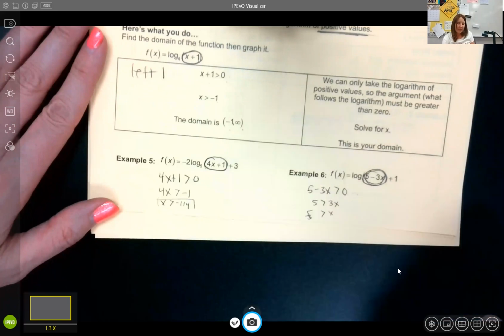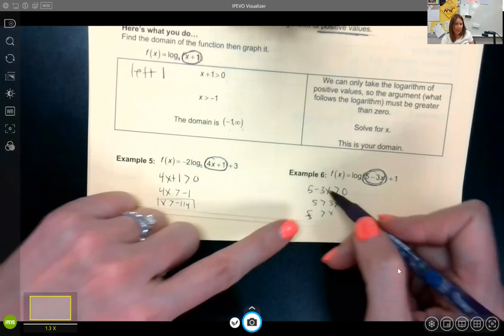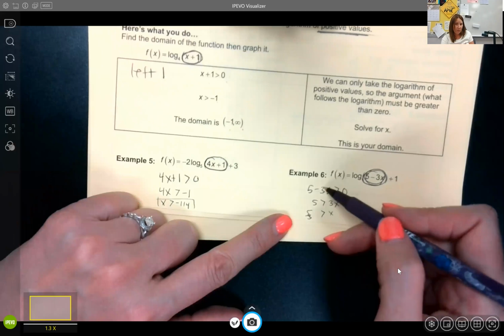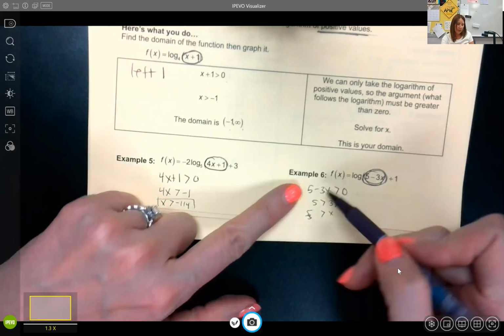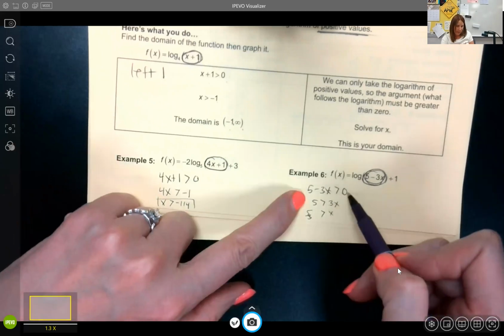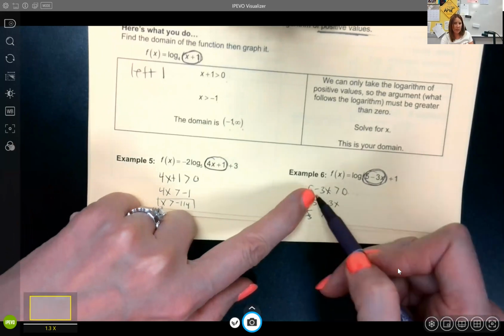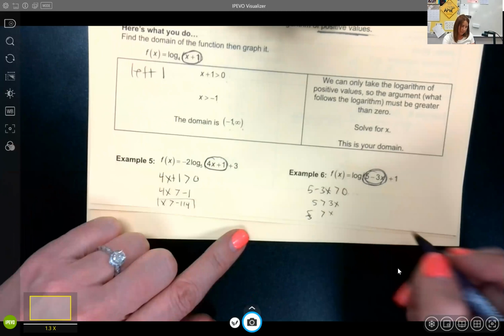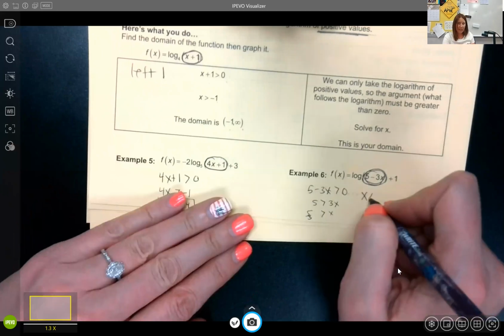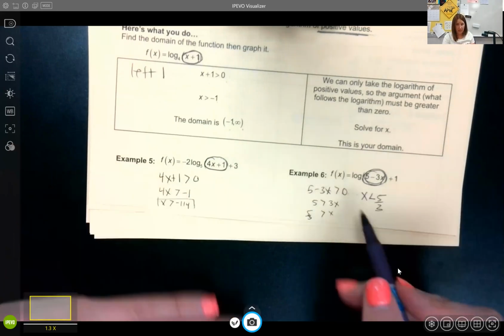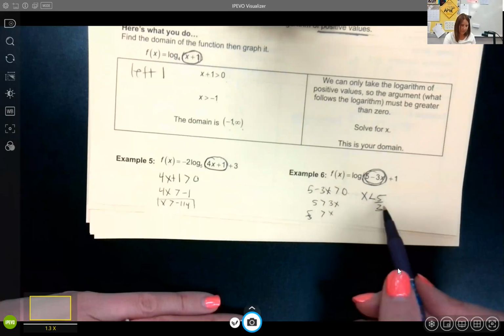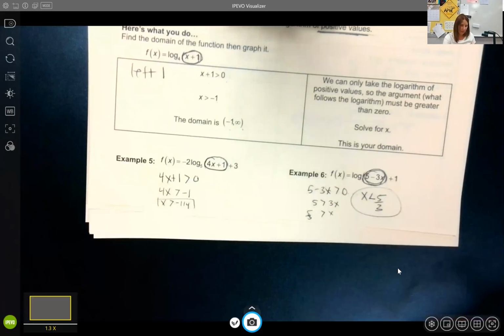Okay, I did it this way. I didn't have to change my signs around at all. I just moved the 3x over. If you want to, you can subtract 5 and then divide by a negative. When you divide by a negative, you have to change the direction of the inequality. So instead of x is greater than, x is going to be less than, and that would be the domain.